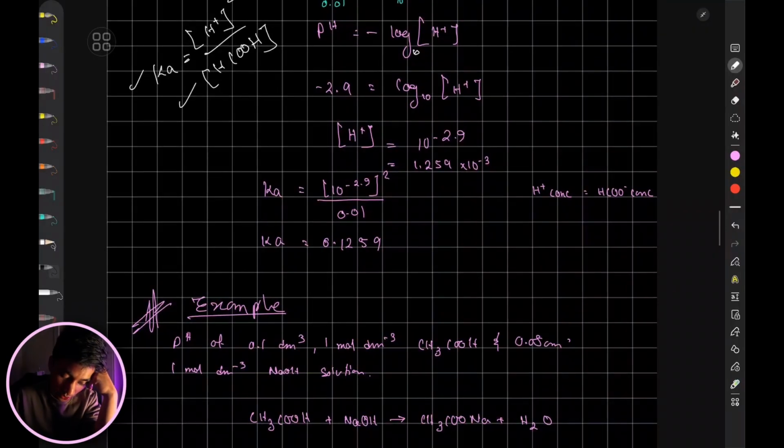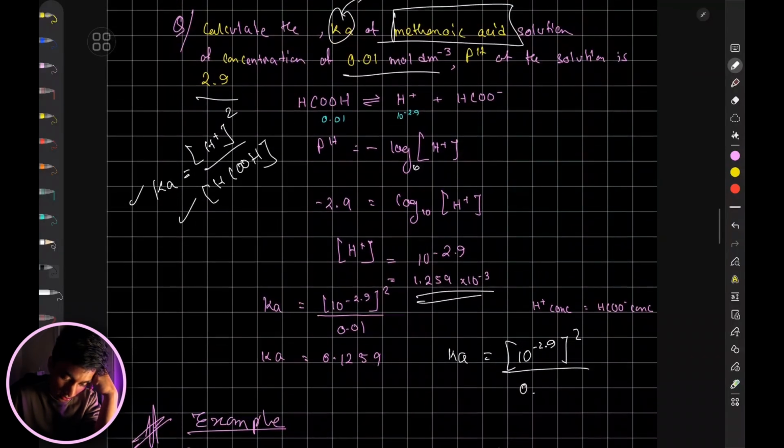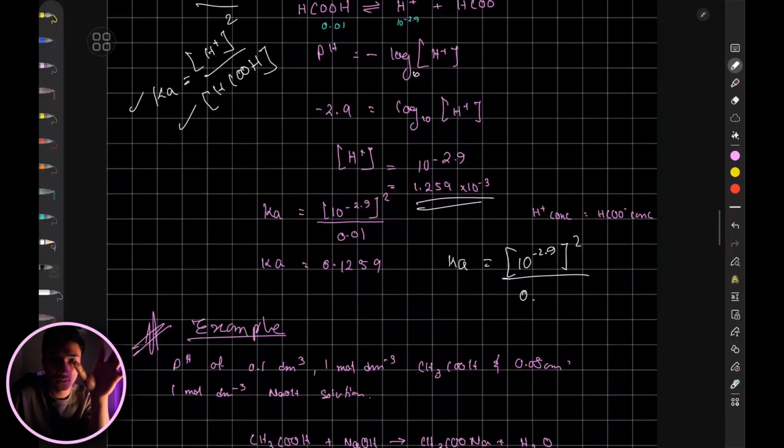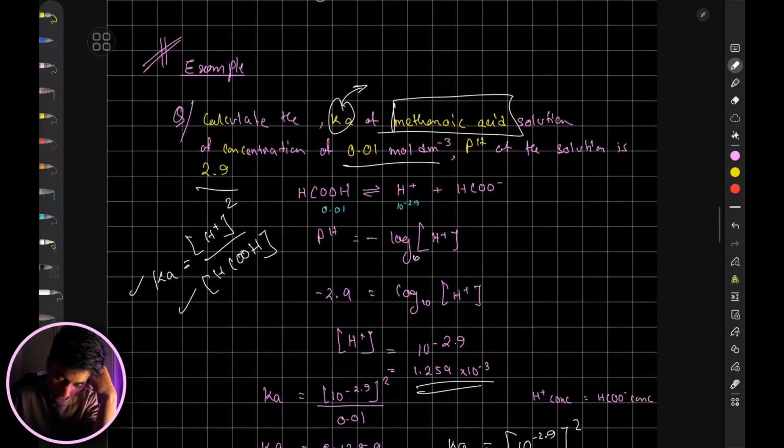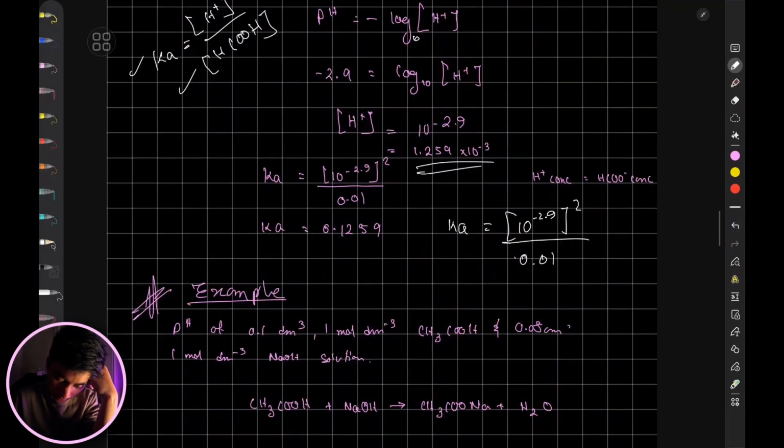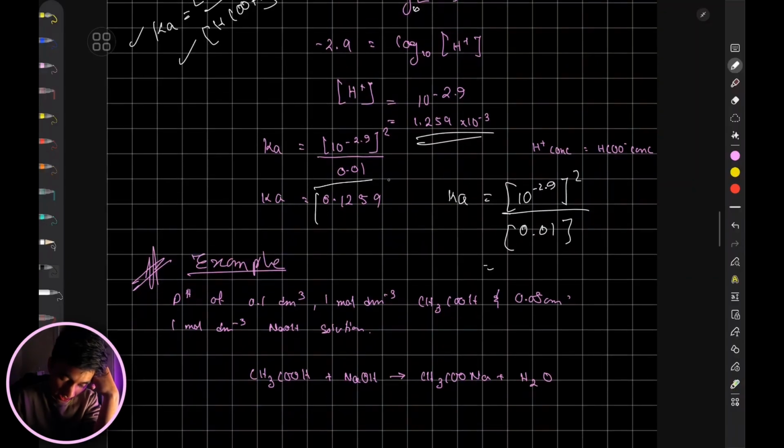So in equilibrium position, the Ka is going to be 10 to the power minus 2.9, which is this value, whole square, divided by the concentration of methanoic acid. Now the methanoic acid concentration does not change much, and even if it does change, it doesn't change the Ka much, because its denominator is so much larger than your numerator that it barely affects the constant. It's at 0.01, and you find the answer, and the Ka happens to be 0.1259. This is your Ka. This is another example.